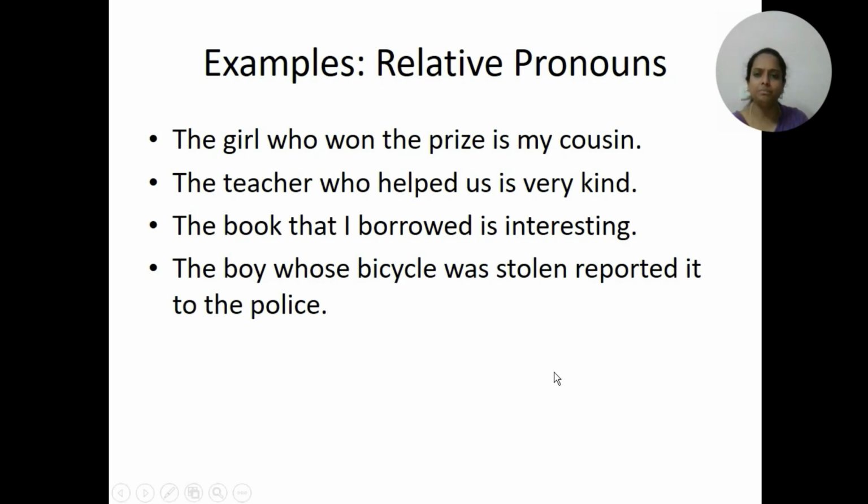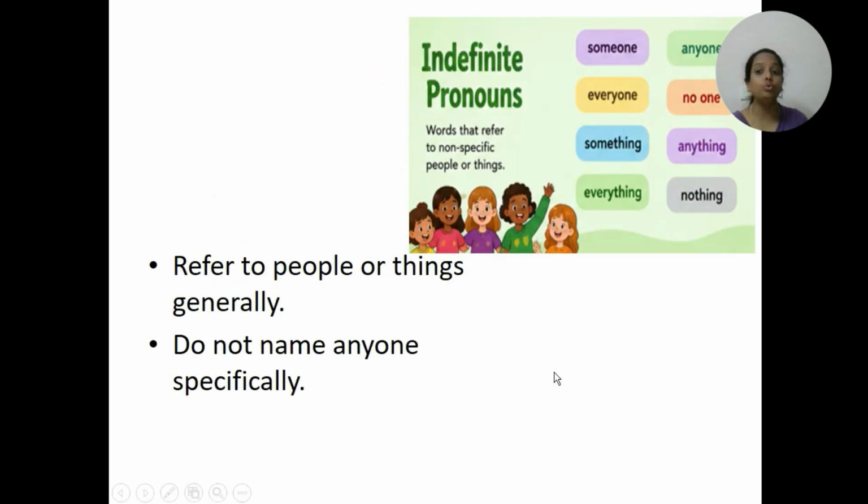Okay? And sometimes we don't know exactly who or what we are talking about. For example, someone knocked on the door. Nobody answered. Everyone laughed. So these are called indefinite pronouns. So these indefinite pronouns, they refer to people or things without naming anyone specifically. Got it? Examples, someone, everybody.